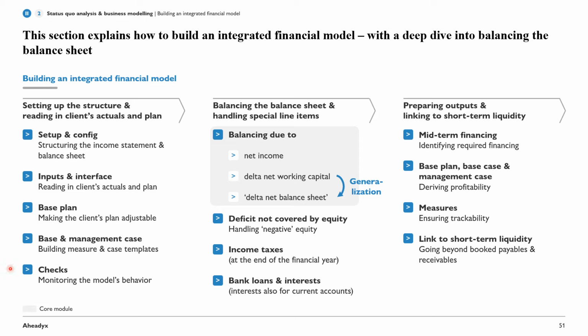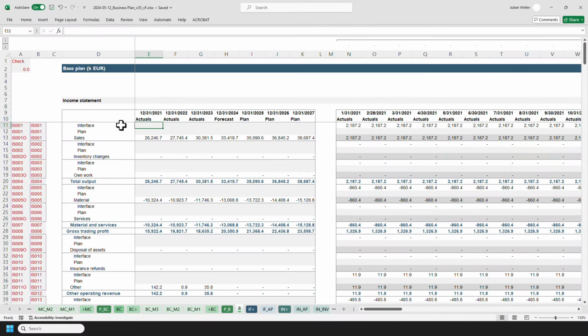I will keep this rather short as this is just about pointing out the structure, and then we will spend quite some more time on balancing the balance sheet and handling those special line items. So let's have a look at the B and PB tabs.